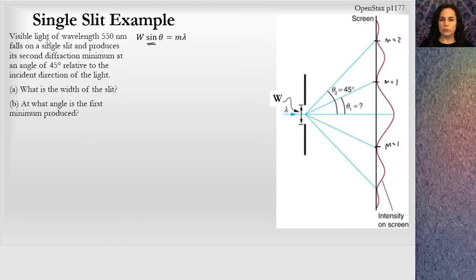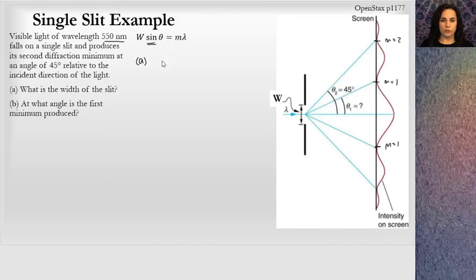So let's read the problem and see what's going on. It says visible light of wavelength 550 nanometers falls on a single slit and produces its second diffraction minimum, so we're seeing that, at 45 degrees relative to the incident direction of the light. What is the width of the slit? Okay, so it seems like we have enough information to figure out the width of the slit.